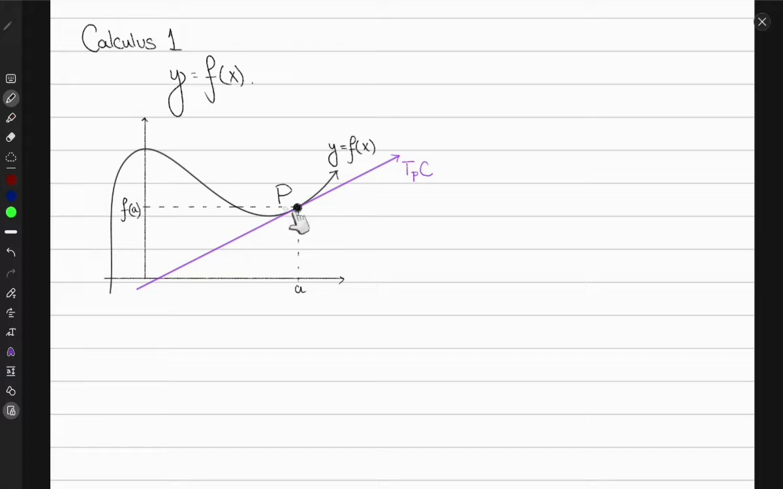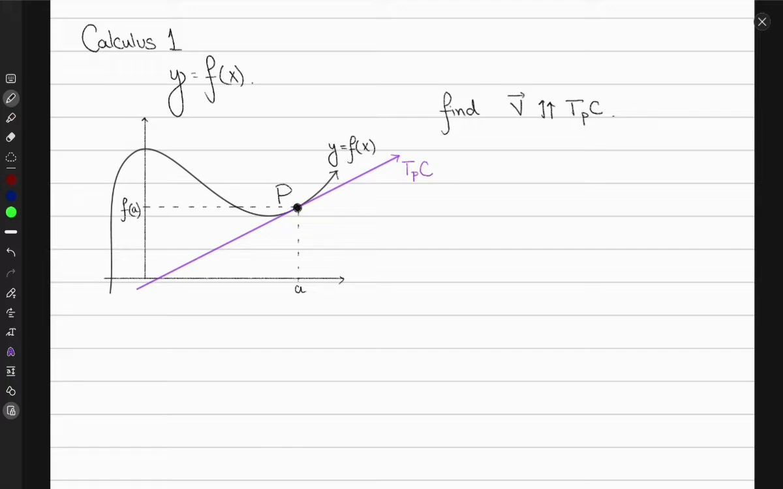Now this point P has x coordinate a, and corresponding to that, y equals f of a. Now what we want to do is find a vector v that is parallel to the tangent space T_P C, right? Because the vectors that are parallel to this tangent space are the vectors that are constructing this tangent space T_P of C. So how do we do that?